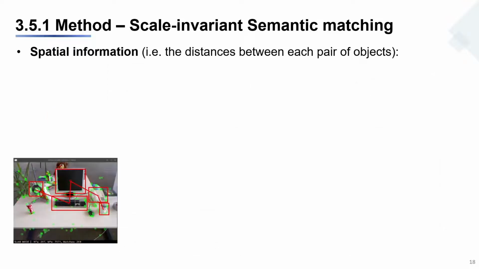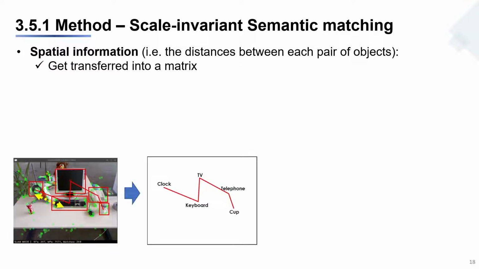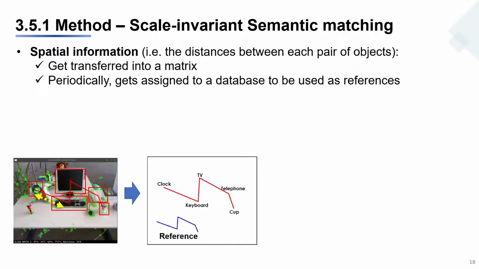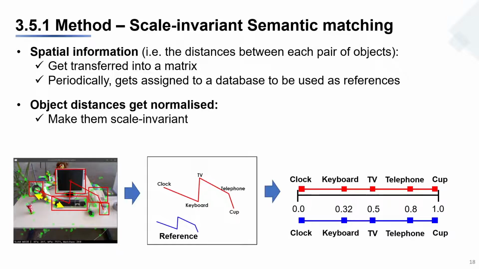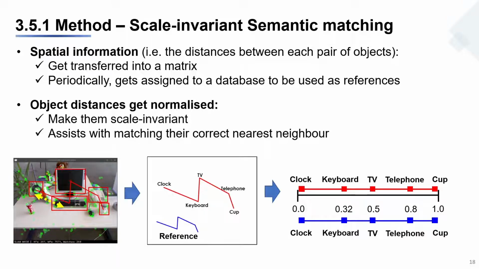Spatial information, such as distances between each pair of objects, gets transferred into a matrix, and periodically it gets assigned to a database to be used as references for matching. Then the object distances get normalized, as it makes the object labels align better regardless of viewpoints or scale, and it assists with matching their correct nearest neighbor.